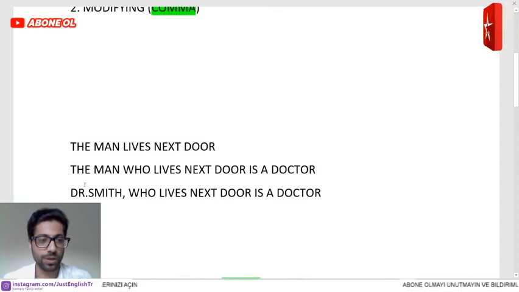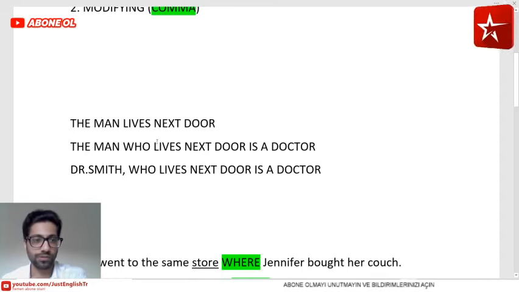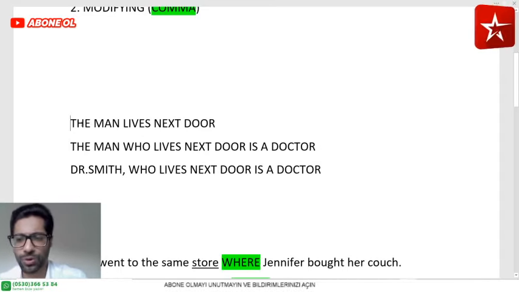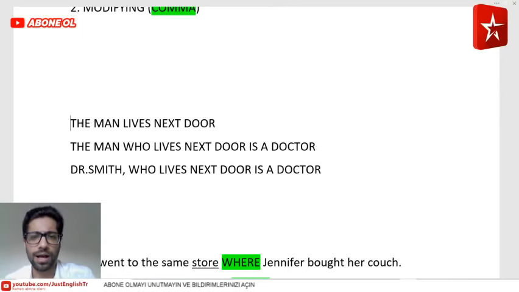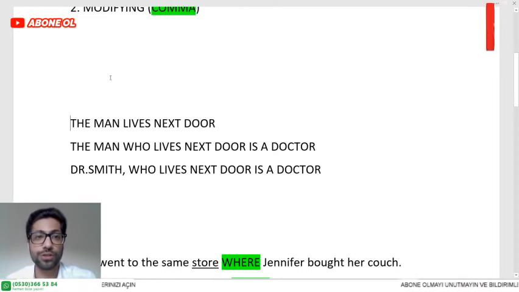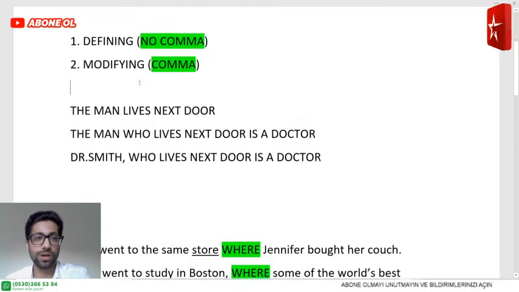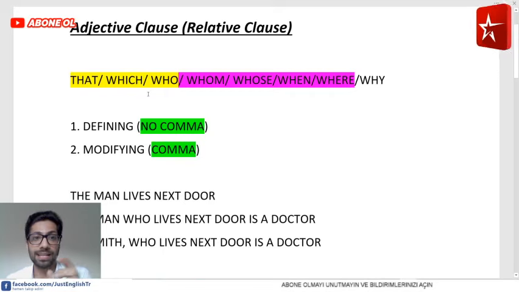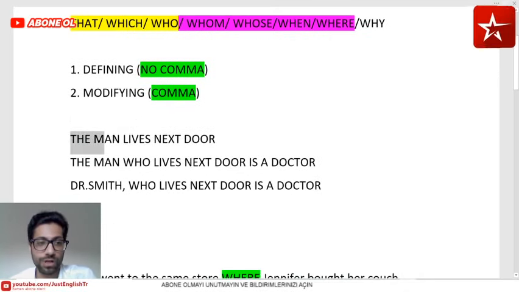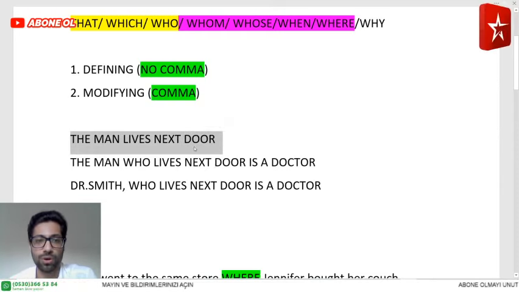Now, we've got those three simple examples. I made it very simple for you. I used very simple sentences as a demonstration for the use of relative and adjective clause. So the first example we've got is the man lives next door. The man lives next door.